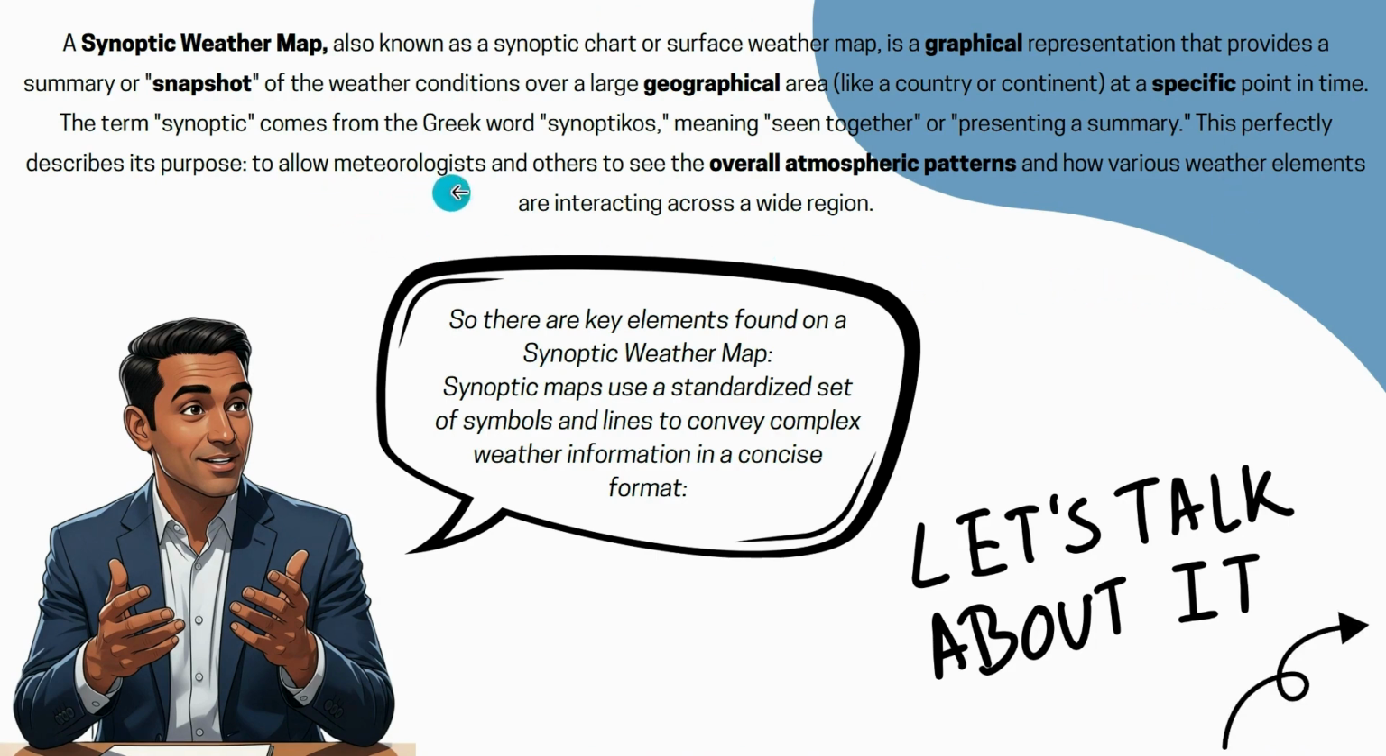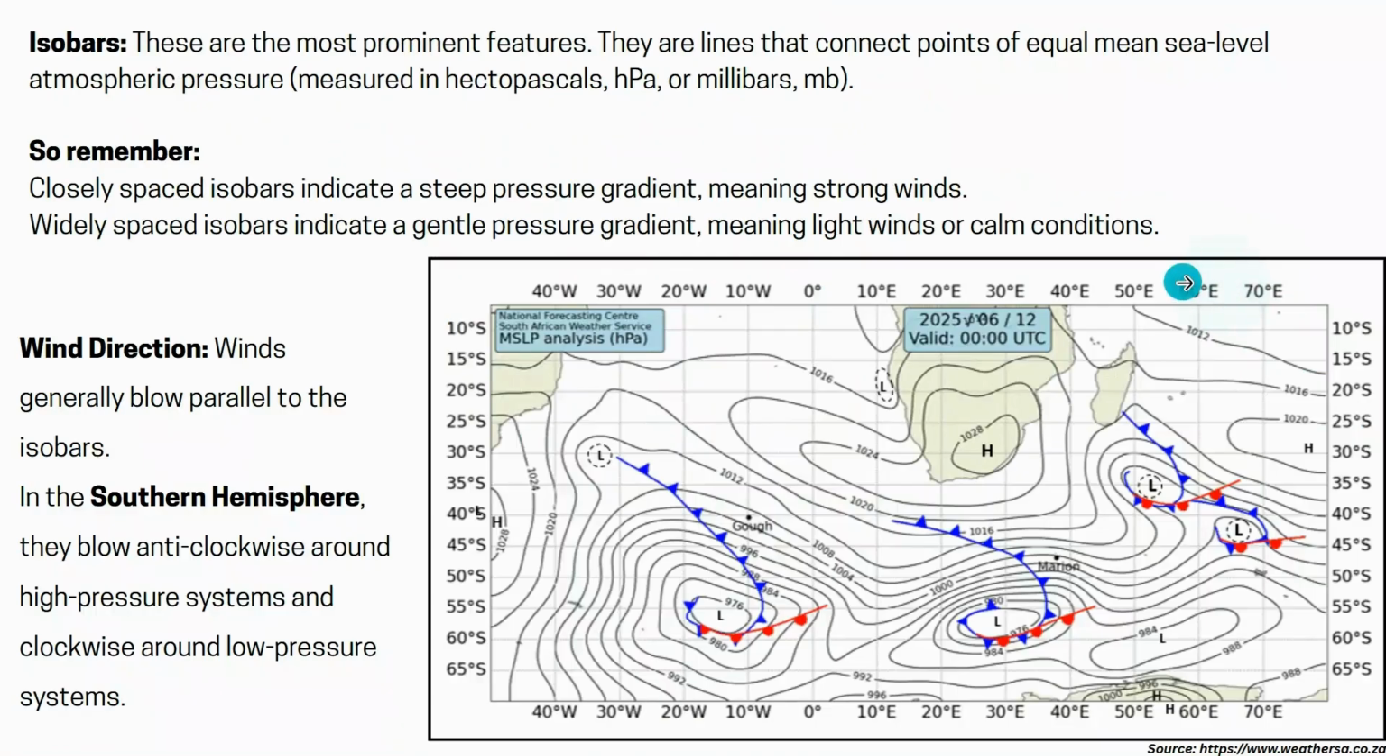It allows meteorologists and others to see the overall atmospheric patterns and how various weather elements are interacting across a wide region. So, there are key elements found on a synoptic weather map. Synoptic maps use a standardized set of symbols and lines to convey complex weather information in a concise format. So let's look at what that means.